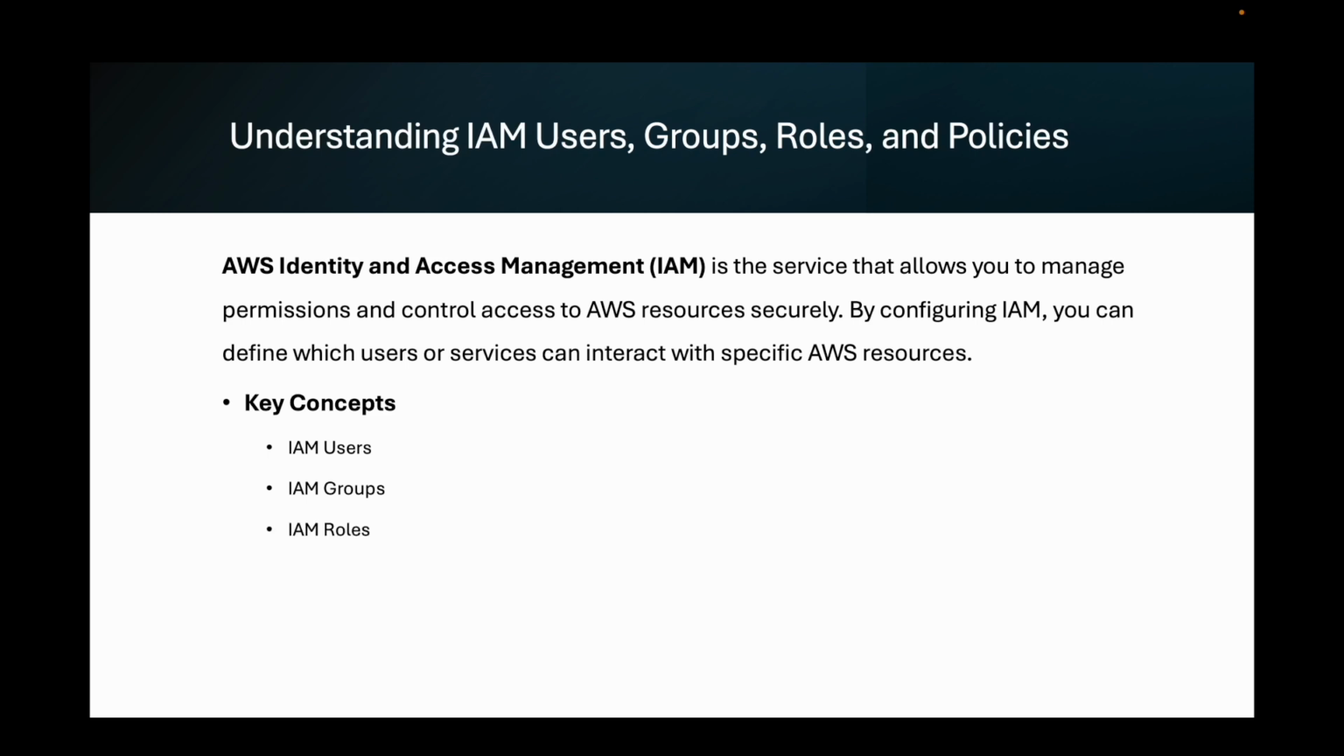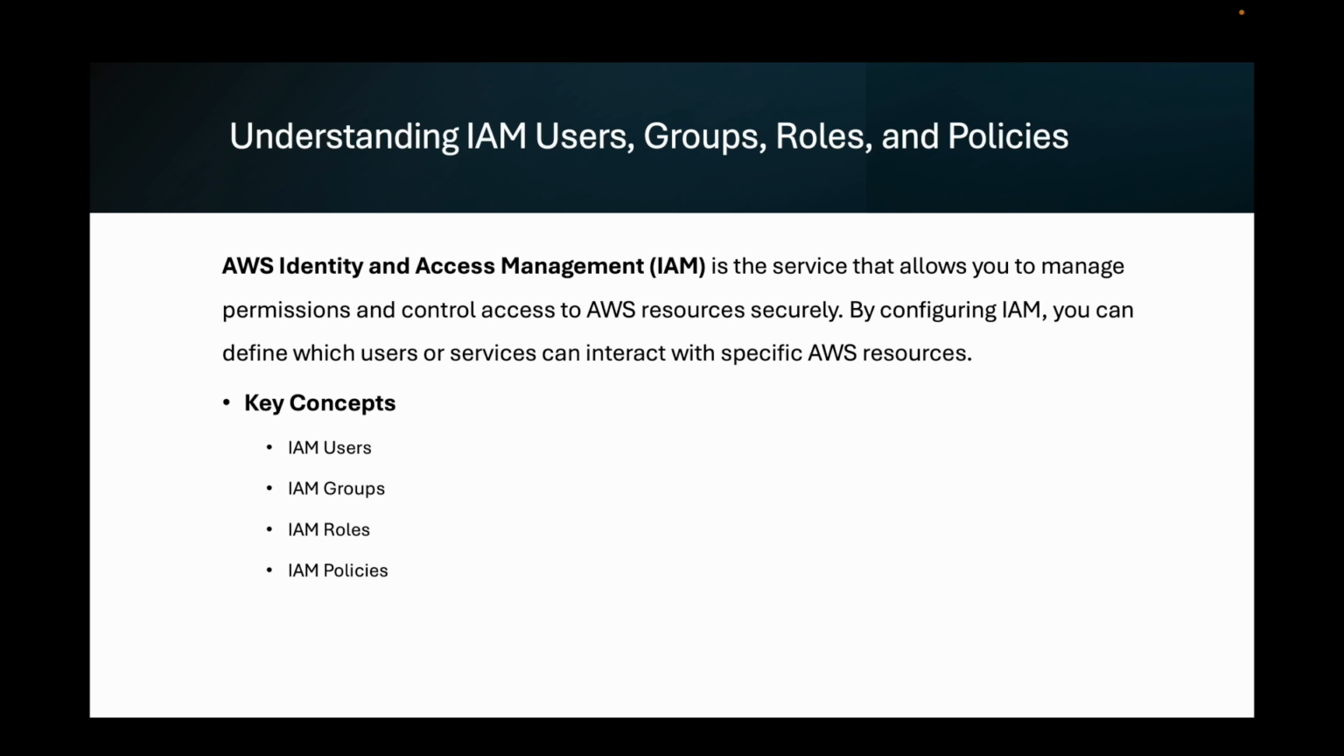Then we have IAM roles. Roles are used to grant permissions to AWS services and resources without needing long-term credentials like access keys. IAM roles can be assumed by AWS services, for example EC2 or Lambda, enabling them to interact with other AWS services like S3 or DynamoDB. Roles are useful for cross-account access and for managing permissions for applications running on EC2.